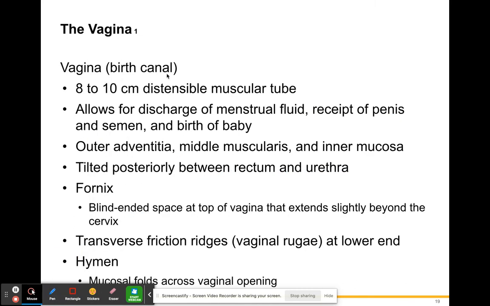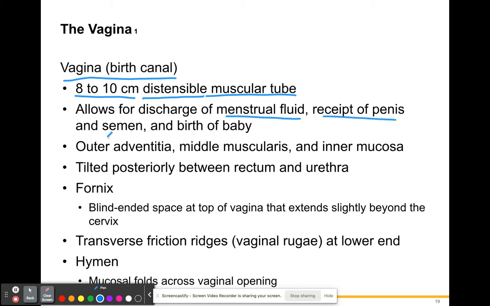Okay, the vagina itself, or the birth canal, we can call it the birth canal, is about 8 to 10 centimeters long. It is distensible, which means it can stretch. Again, it is also a muscular tube. It allows for discharge of menstrual fluid. It's going to receive the penis and semen during sexual intercourse, and it'll also allow for birth of a child. The outer adventitia, the middle muscularis, and the inner mucosa are the different portions of the vagina, which we will talk about. The vagina is tilted posteriorly between the rectum and the urethra.